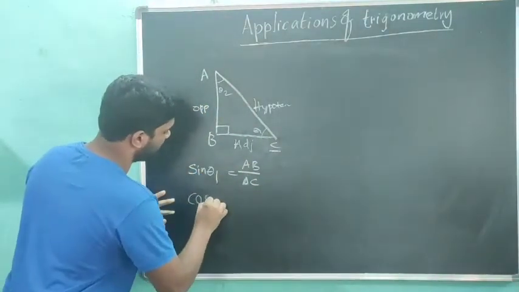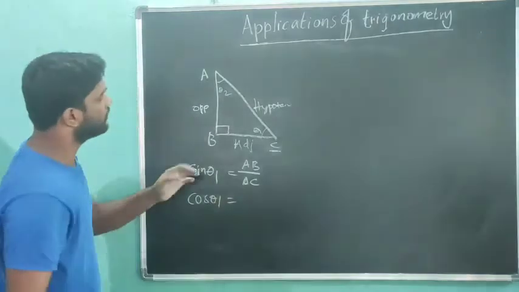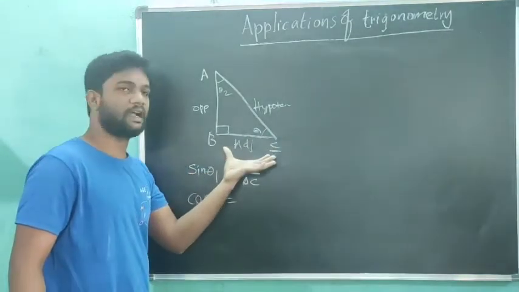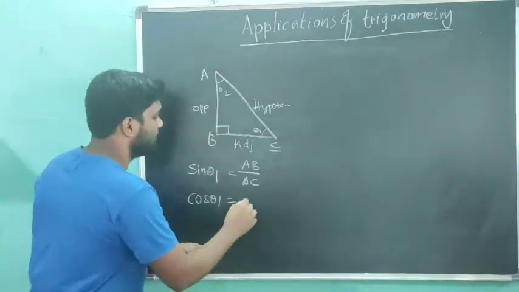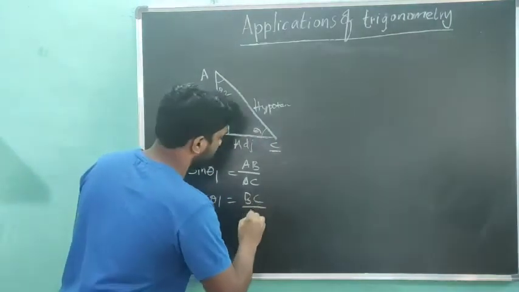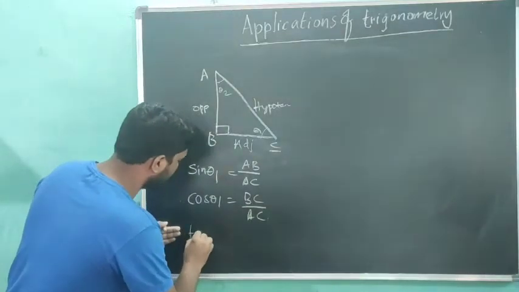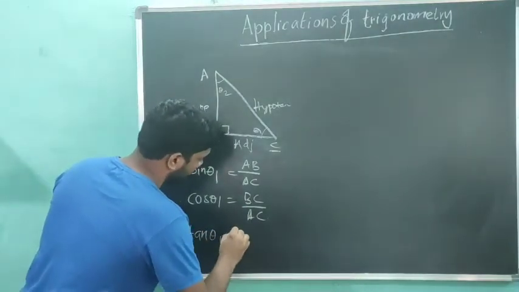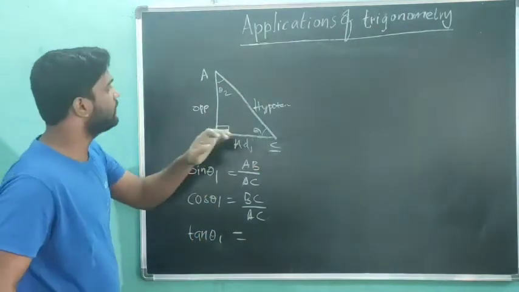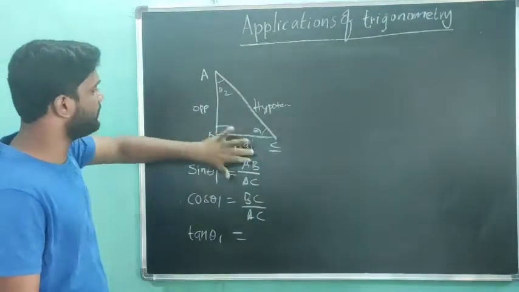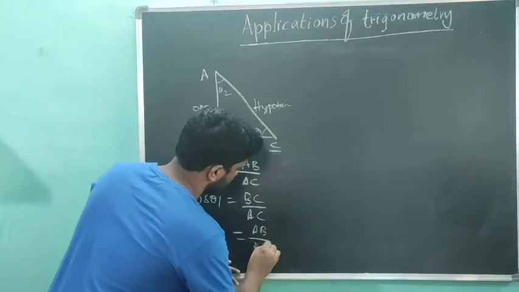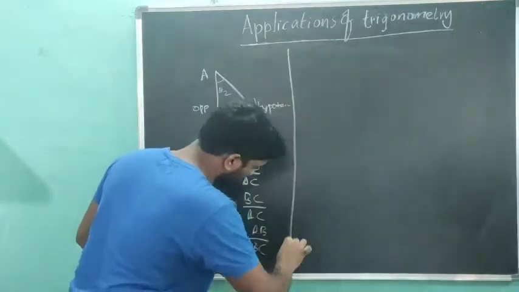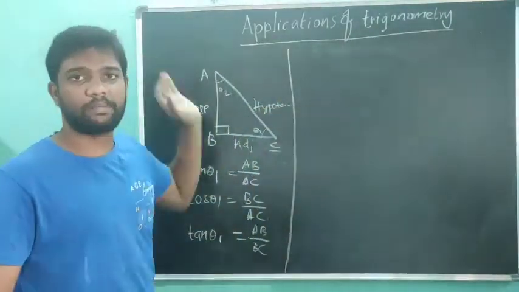What is cos theta 1? We all know that cos theta 1 means adjacent side by hypotenuse. Adjacent side BC length. BC by AC. And what is tan theta 1? Tan theta 1 means opposite side by adjacent side. AB by BC. We all know that. These are the trigonometric ratios that we know in our chapter on trigonometry.